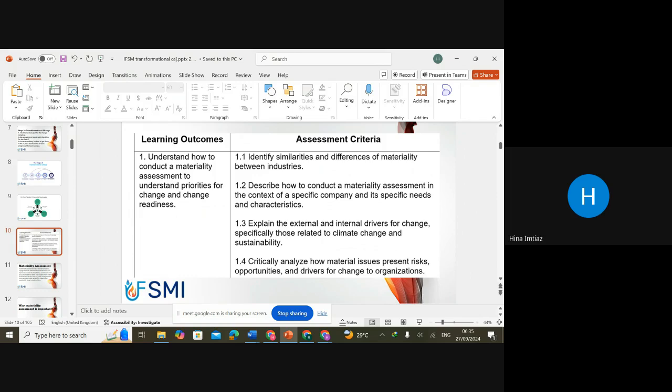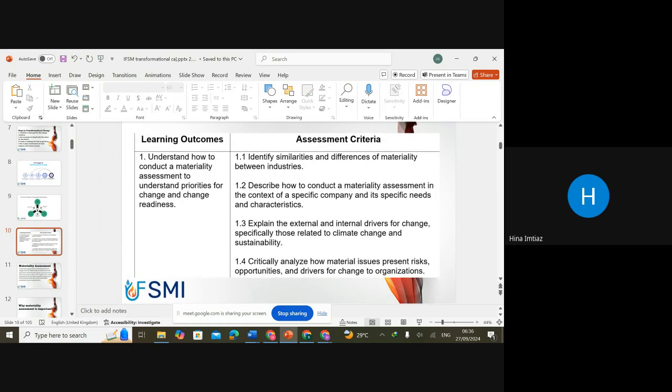What are the assessment criteria for question number one? These are the four parts of the first question, and I have told you about the first two. Now I'm moving towards the third one, where you have to explain the external and internal drivers for the change, specifically those related to climate change and sustainability. Like how can we bring a change in solving the climate change problem, and how can we achieve sustainability? We have to describe the external and internal drivers for it.